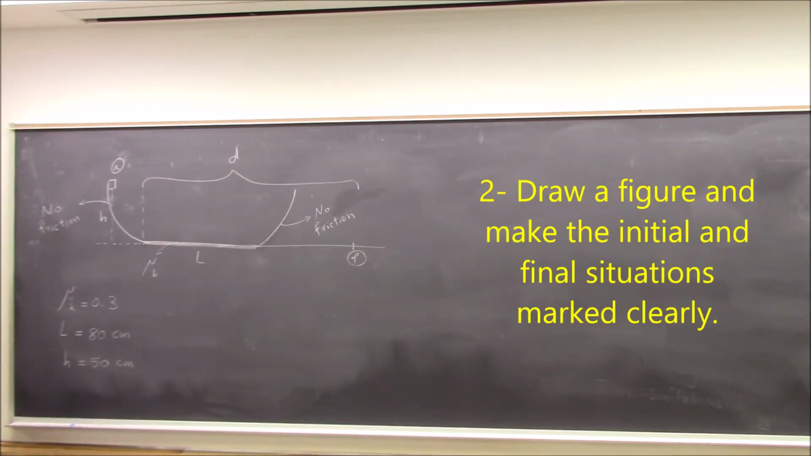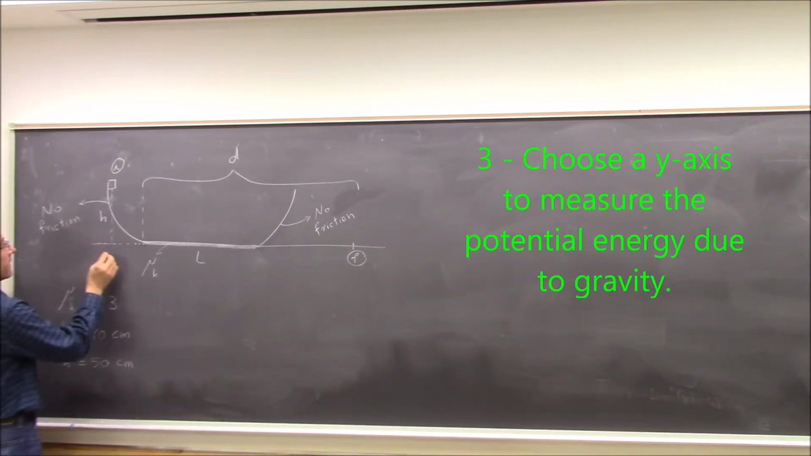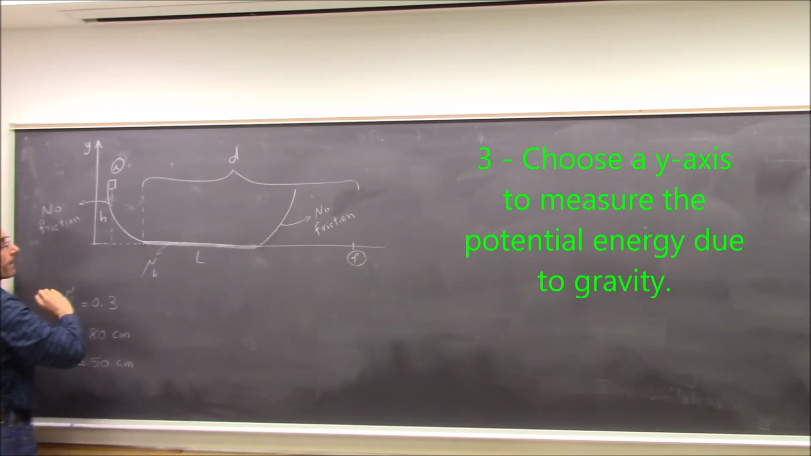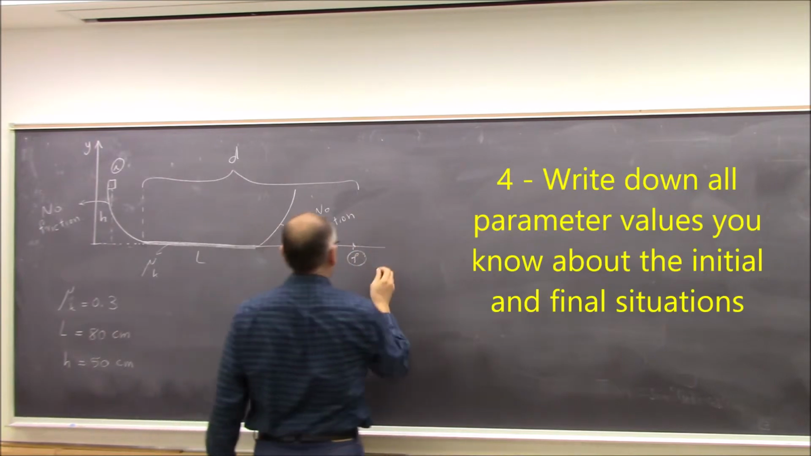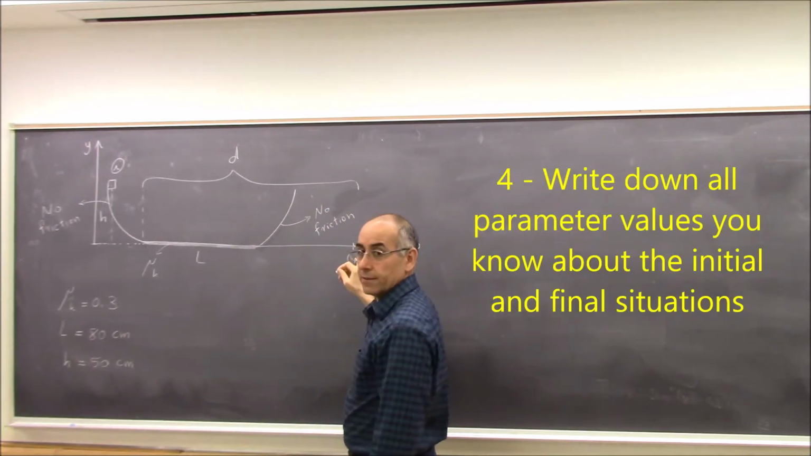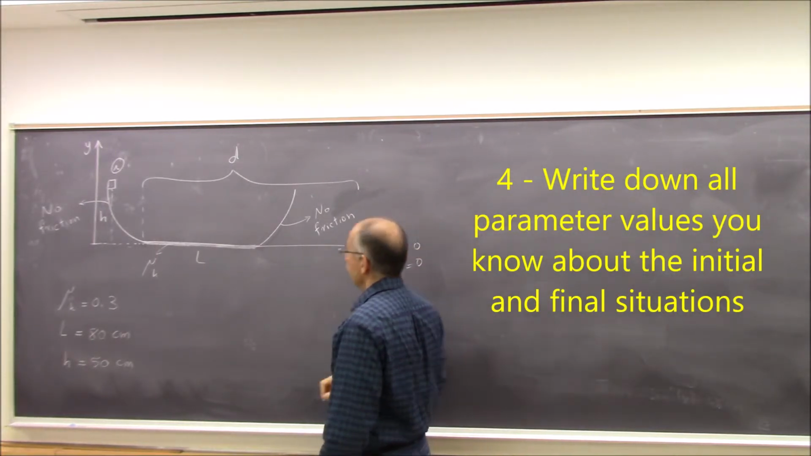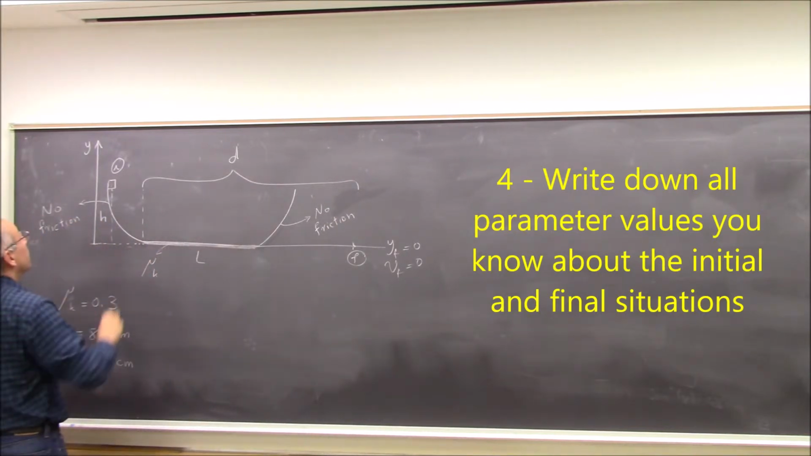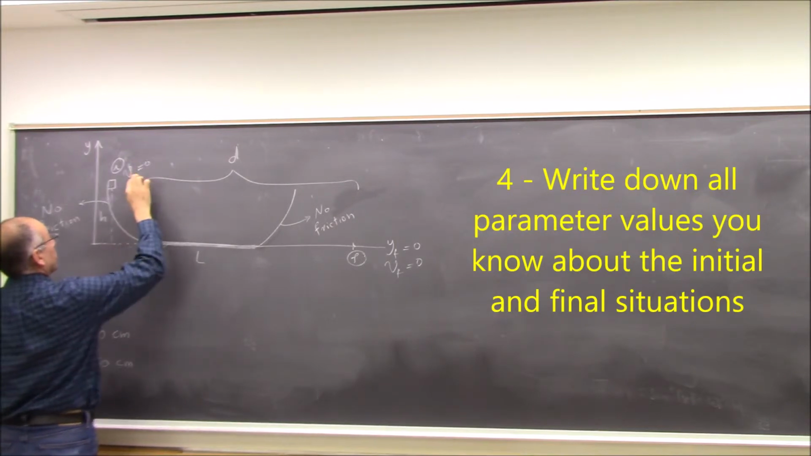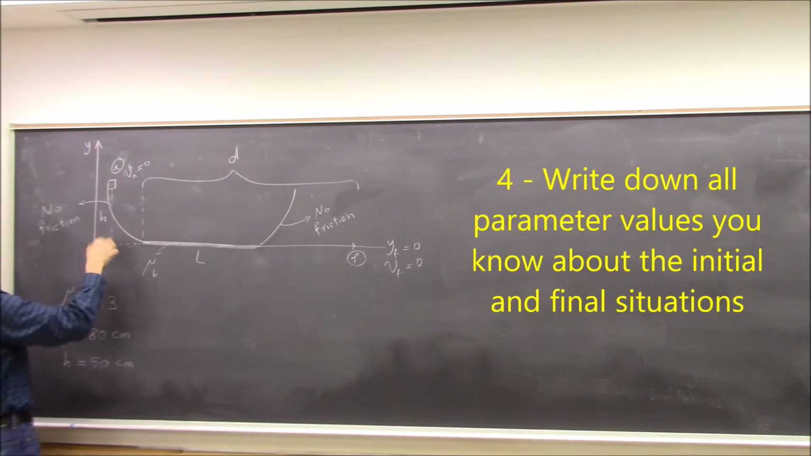And in order to be able to measure potential energy, we need a y-axis. We put the y-axis, y equal to 0 at this level, going up. So at this final situation, y final is 0. And because it stops here, v final is also 0. Initially, v is also 0, and the y initial is h.